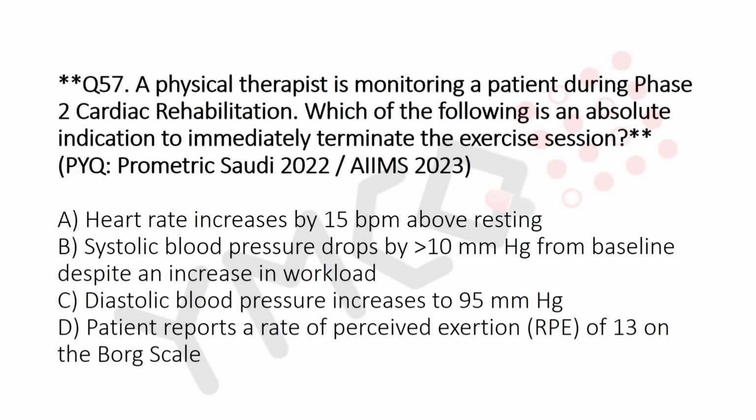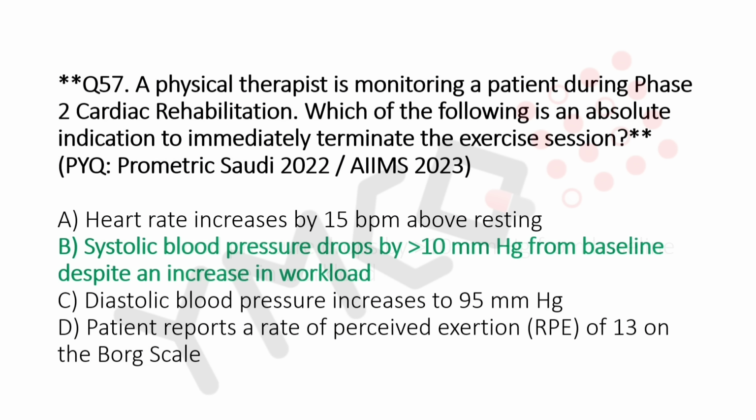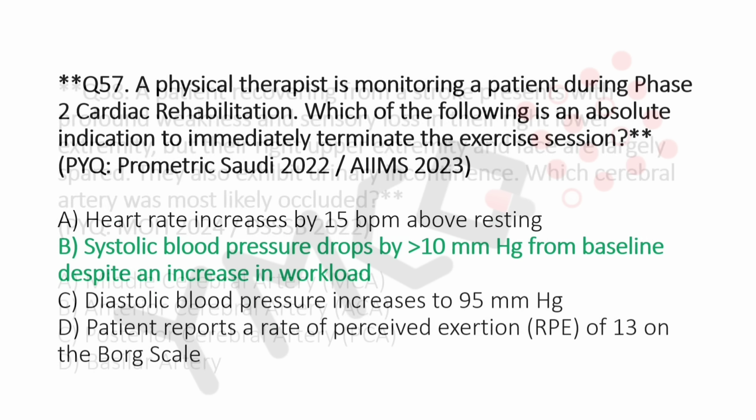And the answer is option B, systolic blood pressure drops by greater than 10 mmHg from baseline despite an increase in workload. If the patient is exercising harder, their systolic blood pressure should go up. If it suddenly drops by more than 10 points, the heart is failing to pump effectively and you must stop immediately. Okay. Now let's move to question number 58.